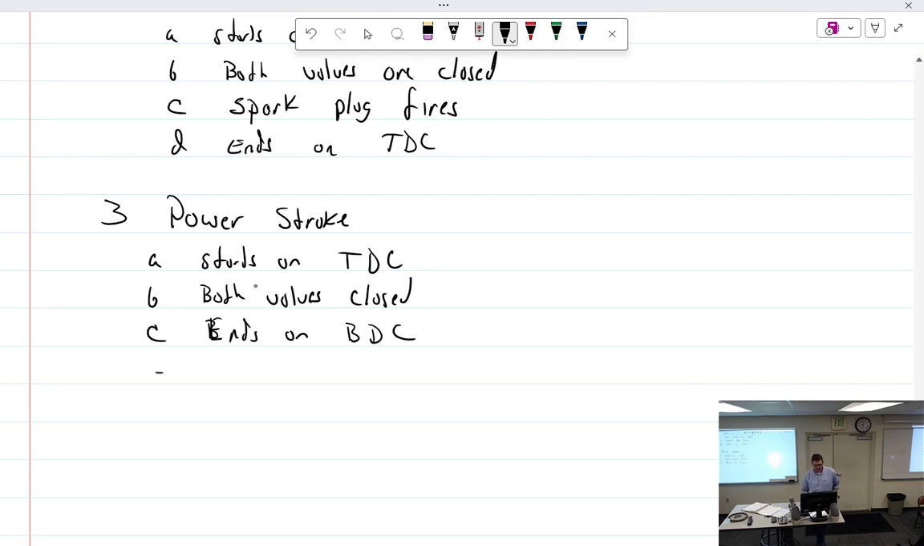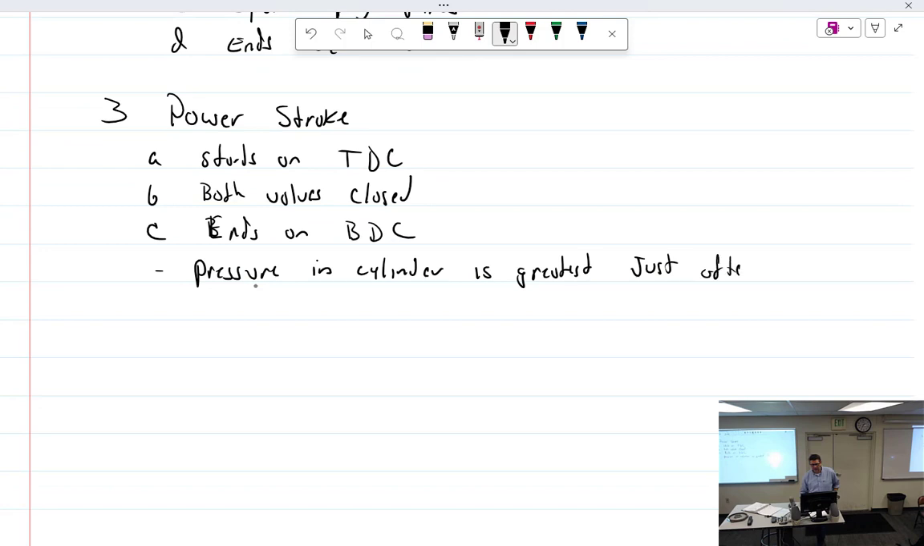All right, a couple side notes on here. The pressure in the cylinder is greatest just after top dead center. So that piston's going to come up on the compression. While it's coming up, the spark plug fires, it continues to come up, then it's going to start coming down. It's just a little bit after top dead center, whoosh, that's where the pressure is the greatest.